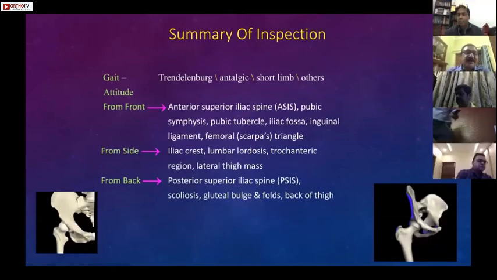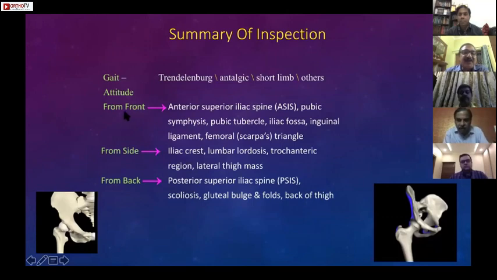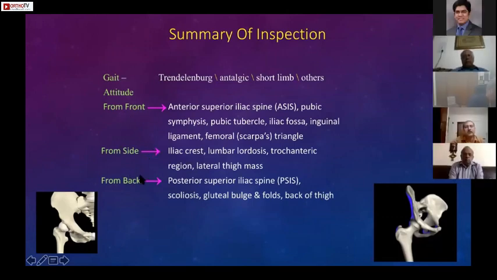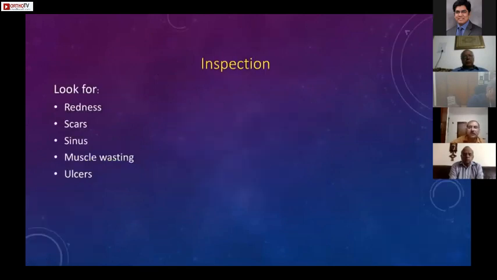This is the summary of the inspection. I'm again repeating the points which I have covered. I have told about the gait, then attitude of the limb, then inspection from the front, from the side, from the back. This will be the summary of inspection. Now comes the palpation. Once you are inspecting, please make note of any redness, any scars, any sinuses, any muscle wasting or any ulcers.